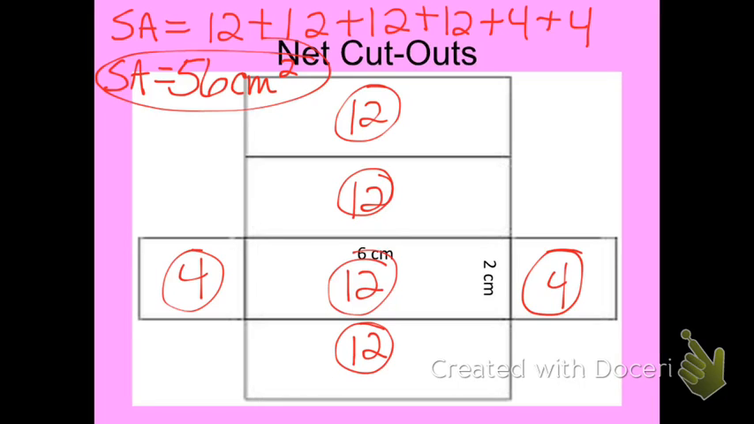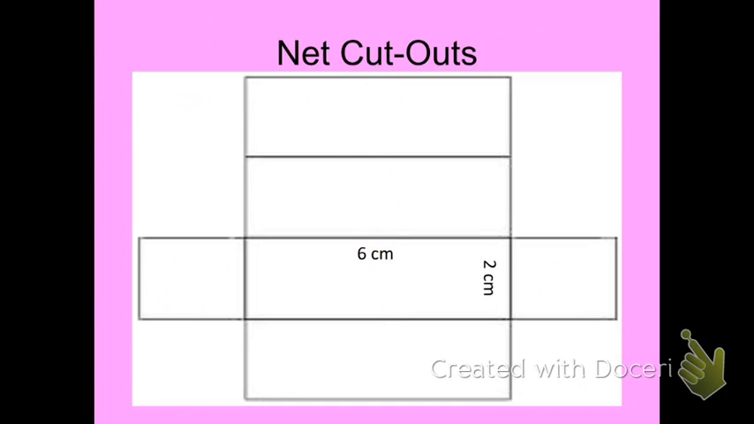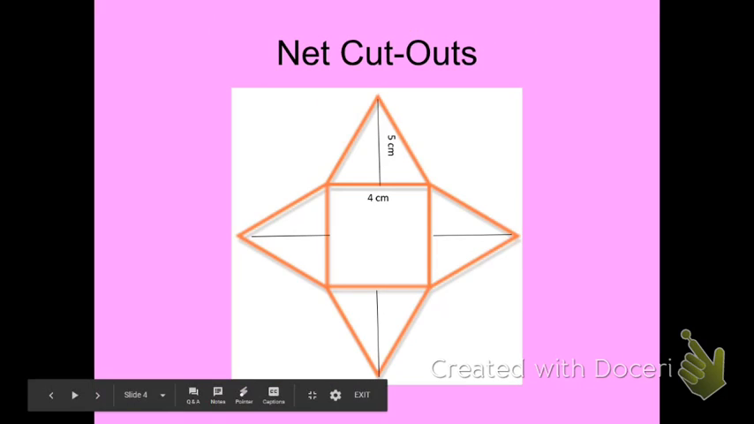All right, so at this point we have glued this shape down in our notebooks, and we have the surface area. What was the surface area again? 56. Good, 56 centimeters squared. All right, now we're going to go to this shape. This is the other one we cut out. And we're going to follow the exact same steps.